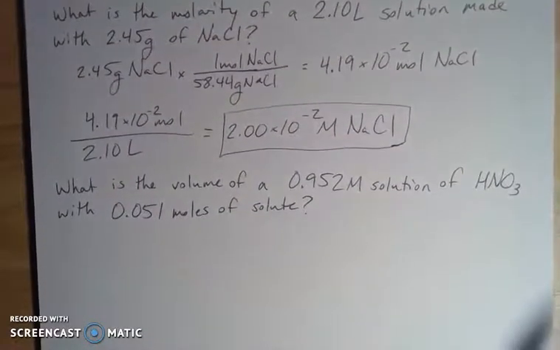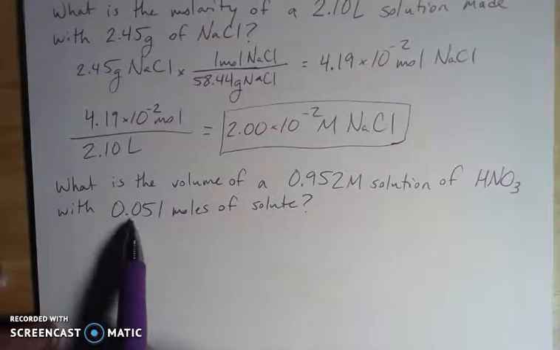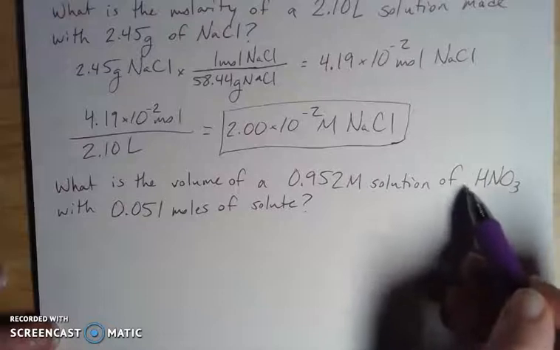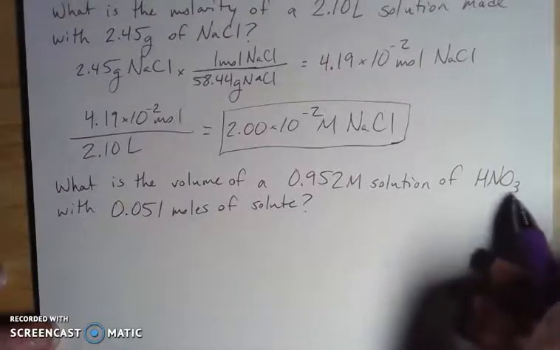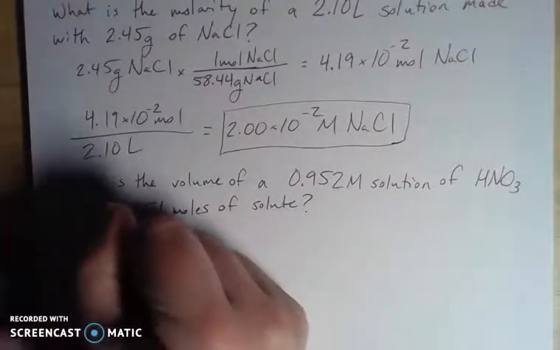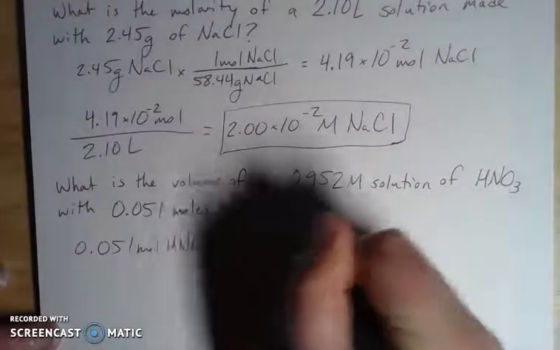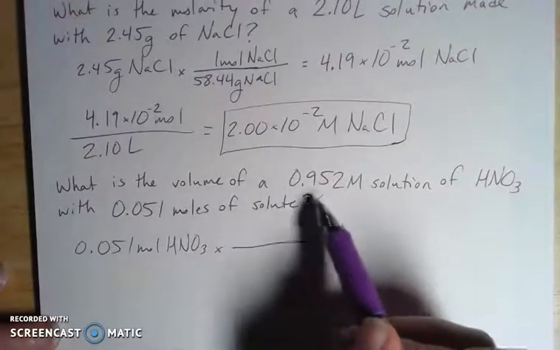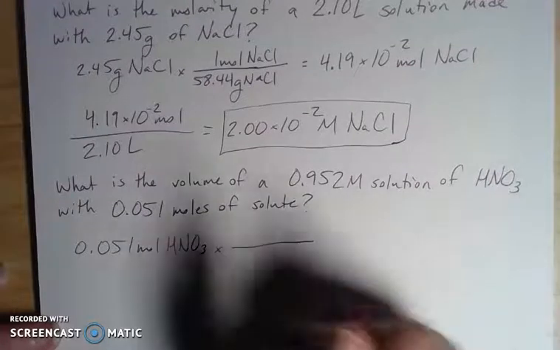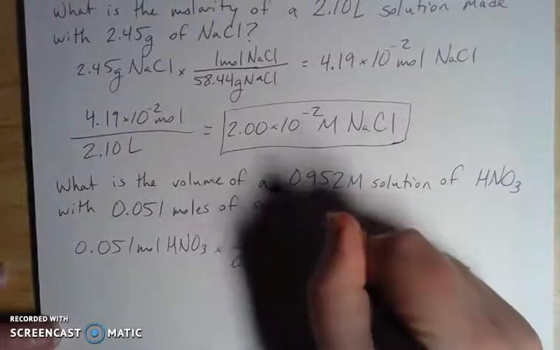We can also use molarity to get a volume if we know the number of moles. So if I have 0.051 moles of nitric acid, HNO3, which is a hydrogen ion attached to a nitrate, an acid we call nitric acid, and this is the concentration of my solution, I know that I have 0.952 moles of nitric acid for every 1 liter. So 0.952 moles per 1 liter of the nitric acid.